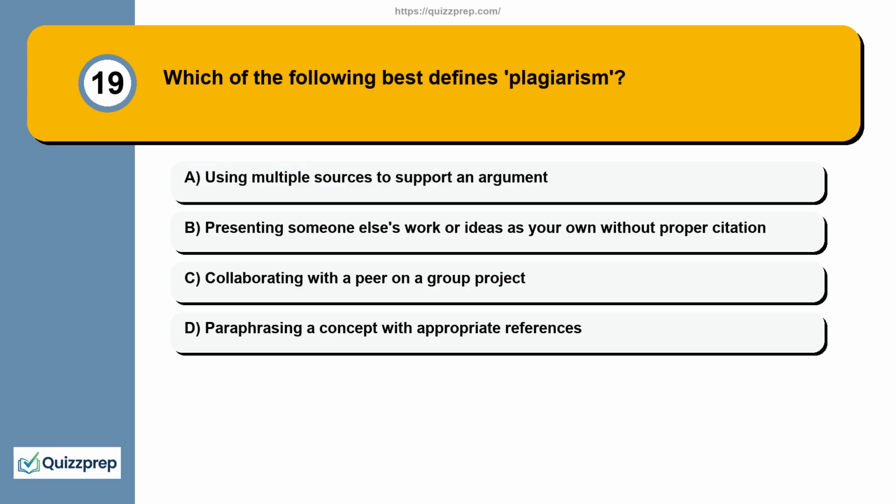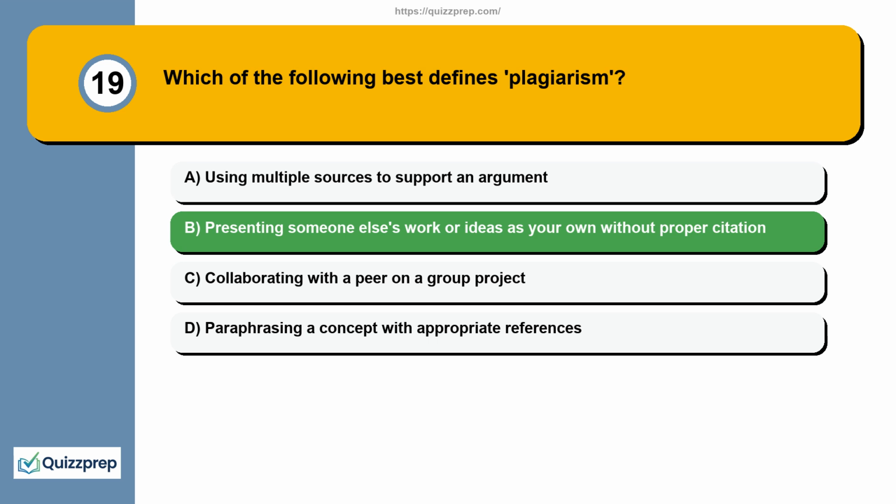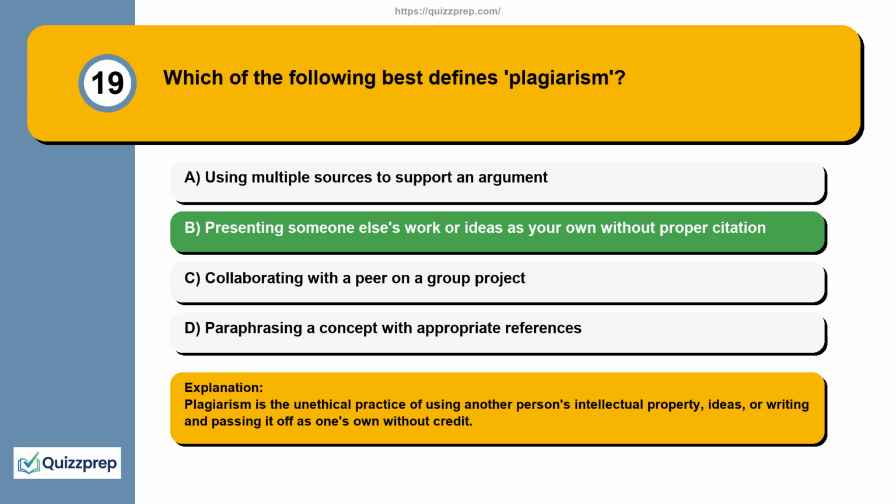Question 19. Which of the following best defines plagiarism? Here are your options. Option A, using multiple sources to support an argument. Option B, presenting someone else's work or ideas as your own without proper citation. Option C, collaborating with a peer on a group project. Option D, paraphrasing a concept with appropriate references. The correct answer is option B, presenting someone else's work or ideas as your own without proper citation. Explanation. Plagiarism is the unethical practice of using another person's intellectual property, ideas, or writing and passing it off as one's own without credit.